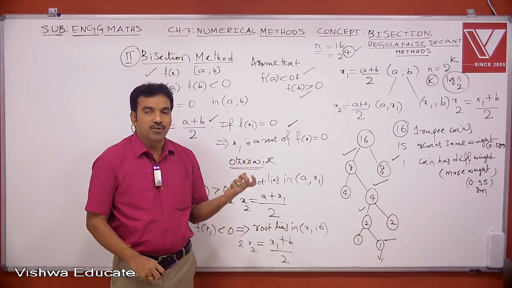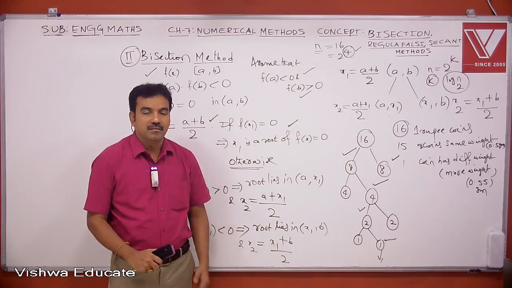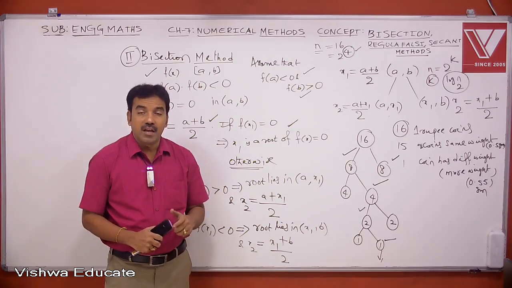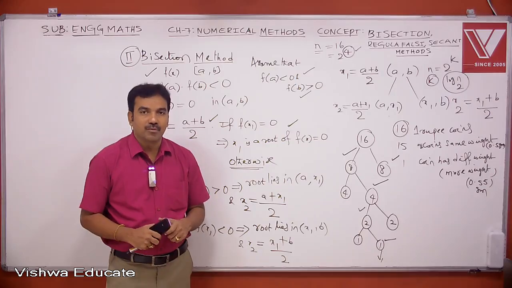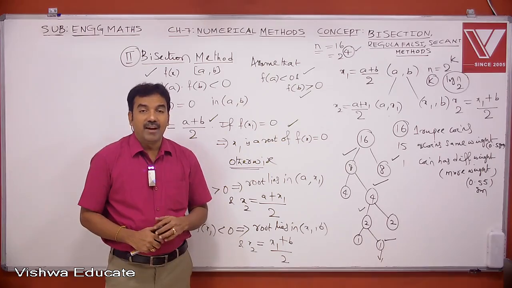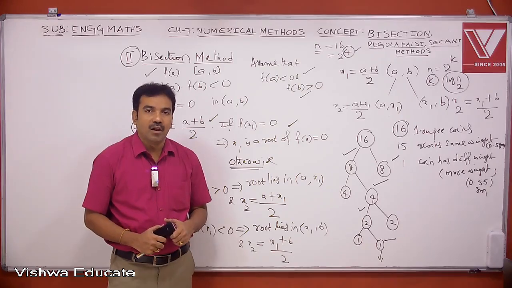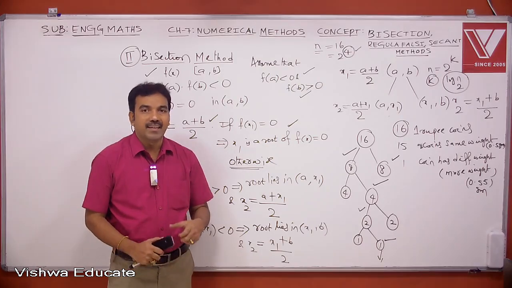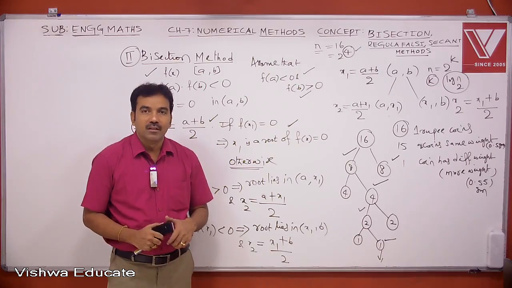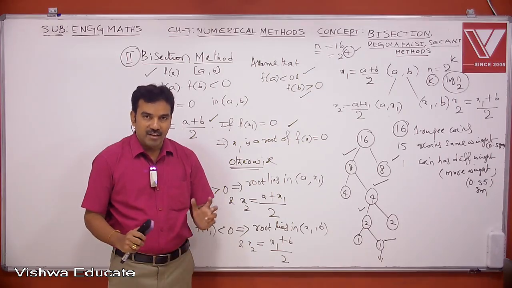Like this, the procedure is repeated until a root is obtained, by dividing the interval into two equal subintervals at its midpoint. Hope you understand these points.